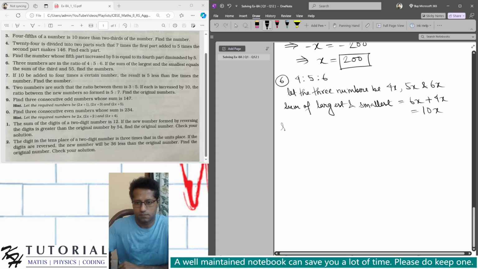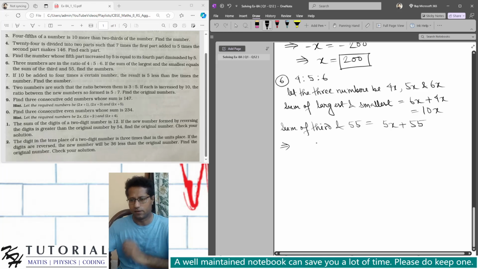So we know that the sum of third and 55 will be equal to, the third number is 5x, so 5x plus 55. The problem says that the sum of the largest and the smallest equals the sum of the third and the 55. So we can translate the problem statement into an equation: the sum of largest and smallest, that is 10x, is equal to the sum of the third and 55, that is 5x plus 55. So this is the linear equation form, and we have to solve this.